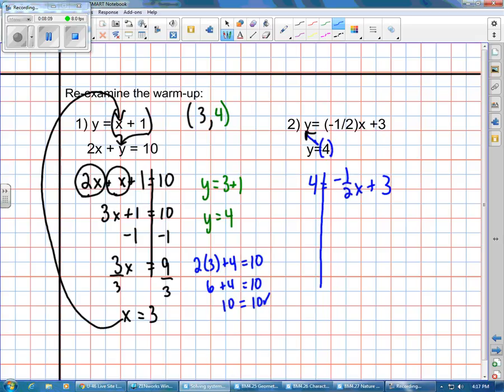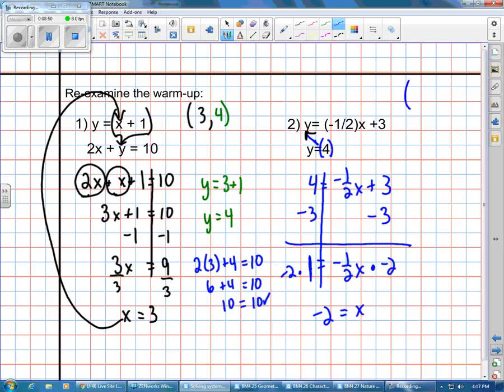The left side of the equation and the right side of the equation are already completely simplified, so I just need to go ahead and try to isolate my variable term. So I'm going to subtract 3, and I've got 1 is equal to negative 1/2 x. Now that's negative 1/2 times x, so what I want to do is divide both sides by negative 1/2. Hopefully you remember that when you're dividing by a fraction, you're actually multiplying by the reciprocal. So I'm going to multiply by negative 2. And x is going to equal negative 2.